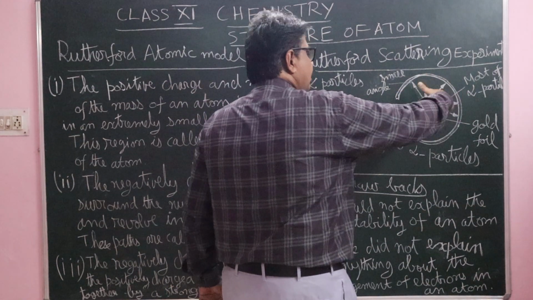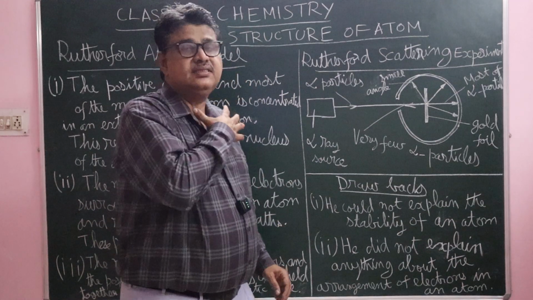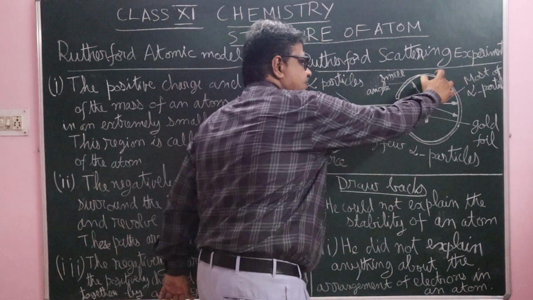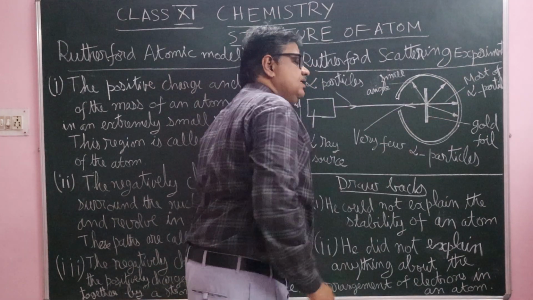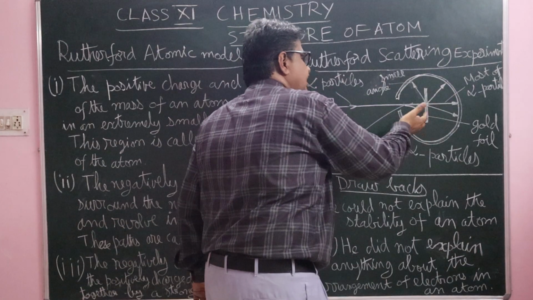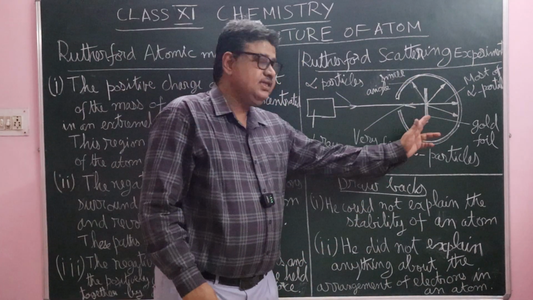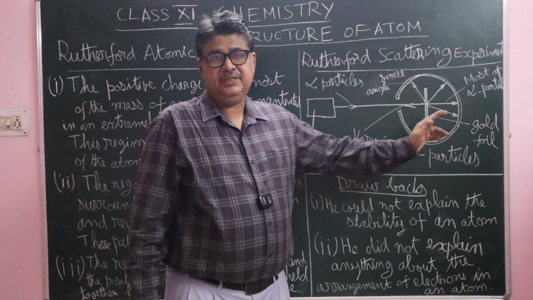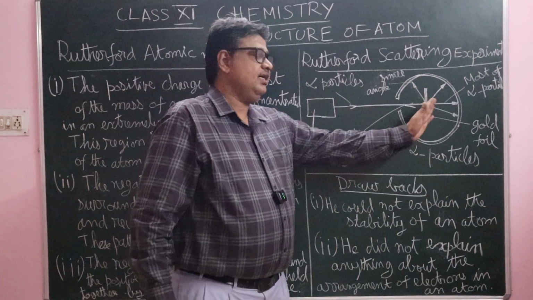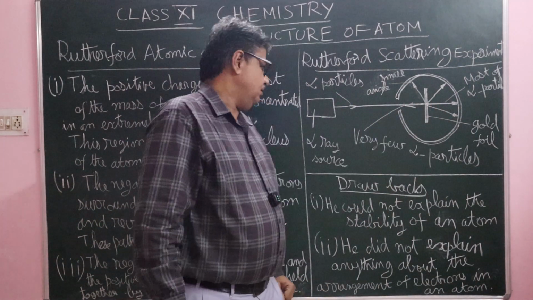Behind the gold foil, a circular screen is kept. This circular screen inside is coated, here in this area, with zinc sulfide. Zinc sulfide is a phosphorescent material. It will emit light when it is struck by the particles.